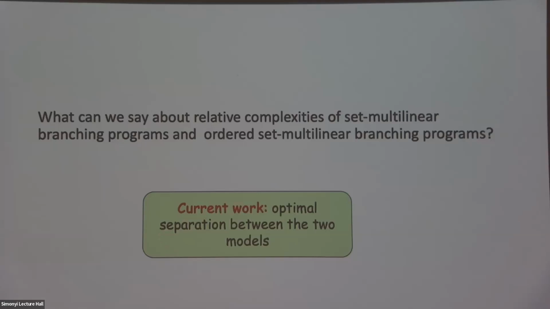You can find a polynomial which is computed by a small set multilinear branching program. But if you want to compute it by an ordered set multilinear branching program, that needs to be really large. The size has to be maximally large, n to the d, which is as large as you can hope, the strongest possible. So these two models are quite different.